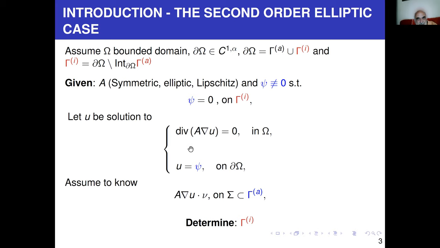I repeat that I consider here a particular case, because it's the most simple case, the Dirichlet case, but it's also possible to consider situations in which the boundary condition is the conormal derivative, or the Neumann problem, or the Robin boundary condition. So the problem consists in determining u as a solution of this Dirichlet boundary value problem. And the inverse problem consists in determining gamma I from the measurement of the normal derivative on a portion sigma of the accessible portion gamma A.